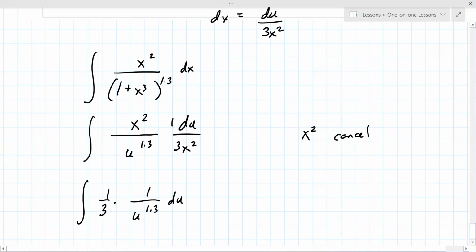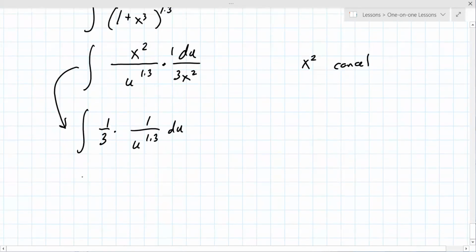So the x squareds cancel. 1/3, you're taking that from, oh, okay. And then times 1 over u to the 1.3, which has to stay on the bottom. There's a lot that goes into this, but there's not much to write because things are canceling and you're moving things. But you've got to be comfortable doing that because the next step here is very important.